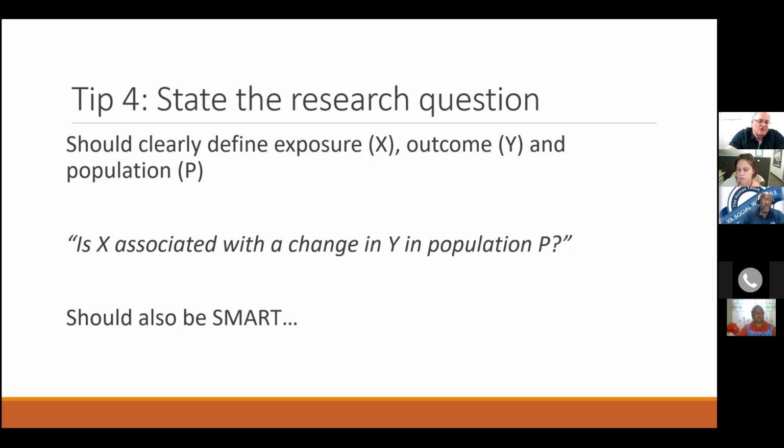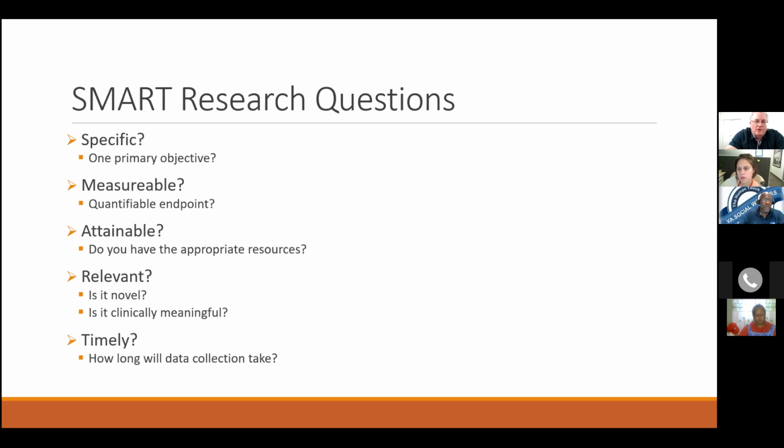They say the research question should also be SMART, the acronym SMART. So first, specific, meaning that you have one primary objective, ideally. Is it measurable? Is there a quantifiable endpoint? If you're looking at a new treatment to lower blood pressure, your endpoint is going to be blood pressure. It might be blood pressure just continuous, where you just measure their actual blood pressure, let's say 6 months after they start the treatment. Or it might be an endpoint that's more categorical, like, did you reduce their blood pressure below 140, for example? So you have to define that endpoint up front.